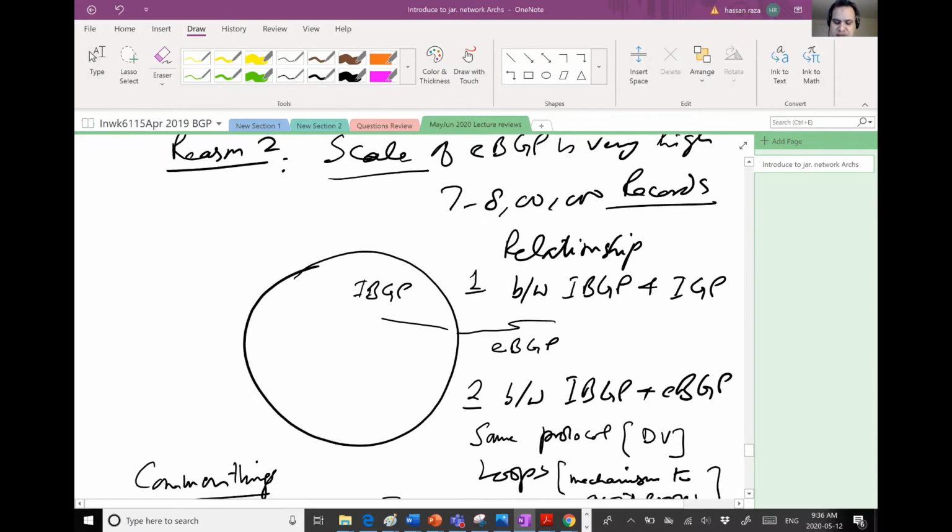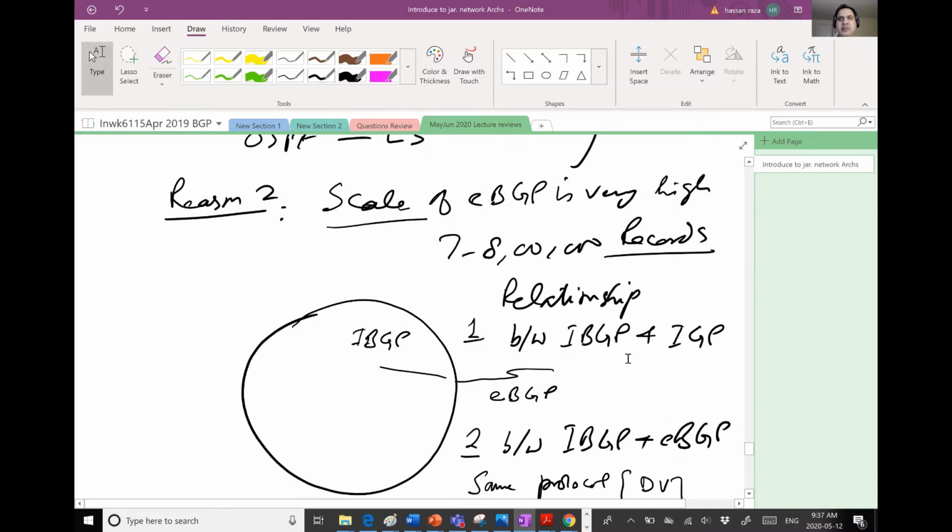Now I go back to the point which I mentioned here. What is the relationship between IBGP and IGP? Now I'm coming inside. When I come inside, the same rule would apply for IBGP. One of the rules for eBGP is that it should be directly connected. So inside, I make two networks. I have an overlay, that is IBGP, and the underlay is the IGP.